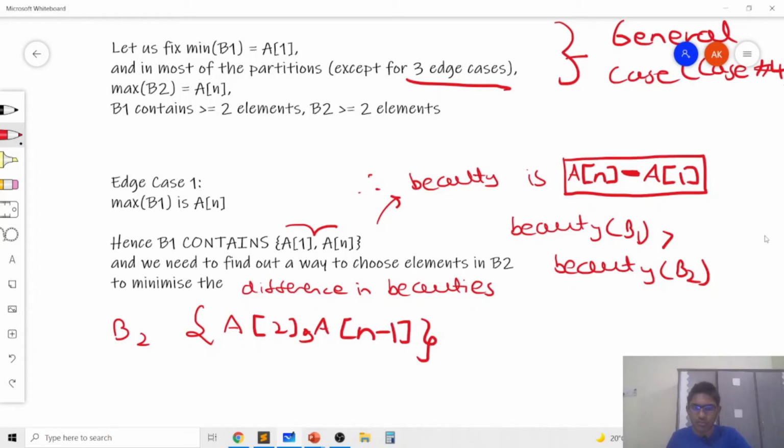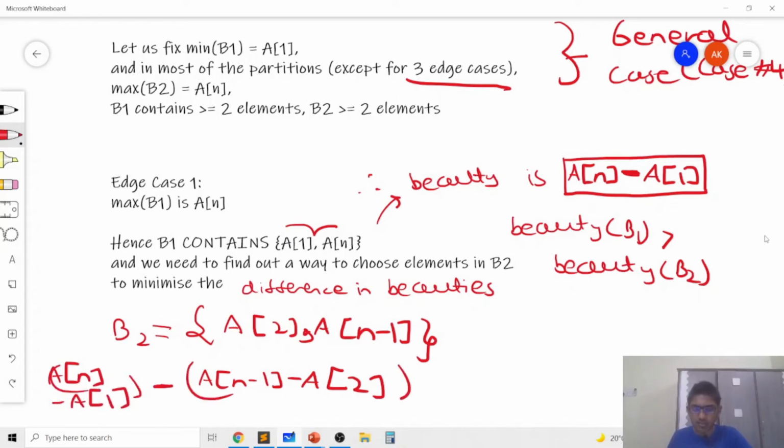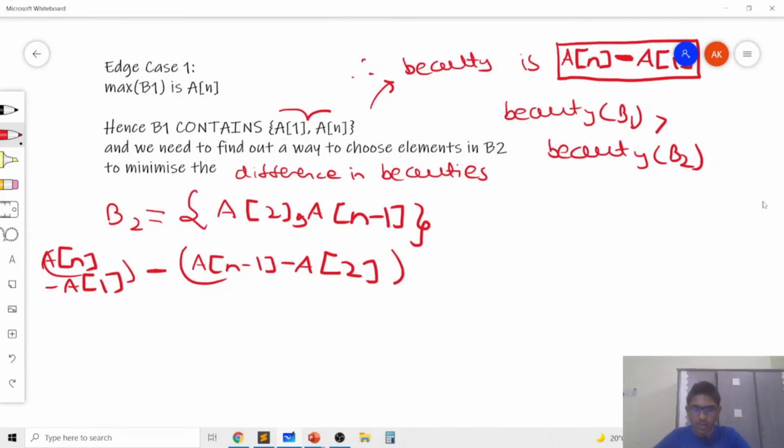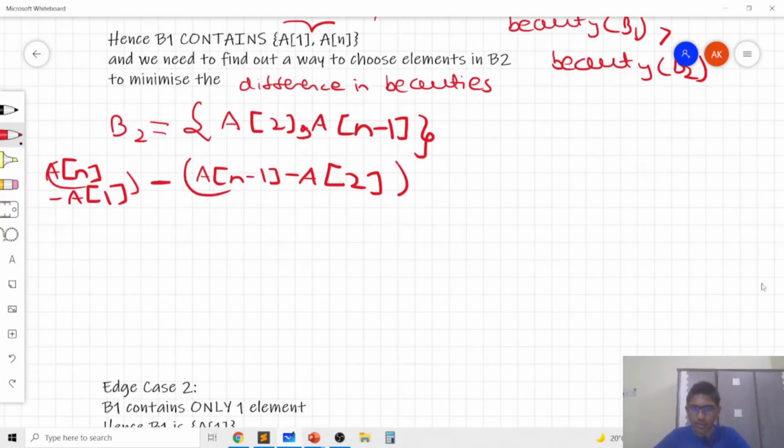Because we know that the second largest element is AN minus 1 and the second smallest element is A2, the beauty of B2 will just be AN minus 1 minus A2. And now the answer will just be the absolute difference between these two. So the answer for this case will be AN minus A1 minus AN minus 1 minus A2. So that's the first edge case. I'm going a bit fast with these edge cases because there are many of them. And if you had any doubts in each of these edge cases, do leave them in the comments down below.